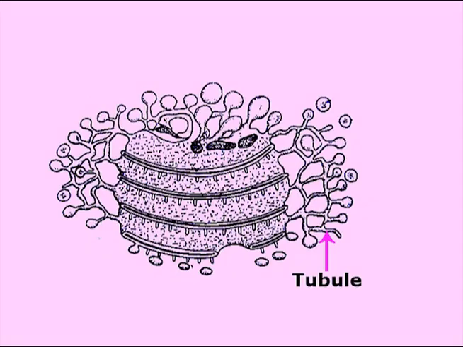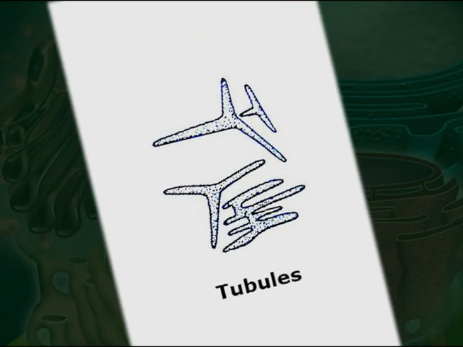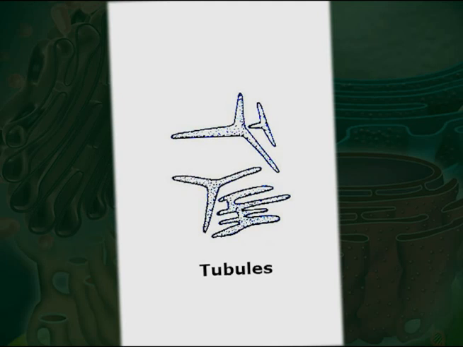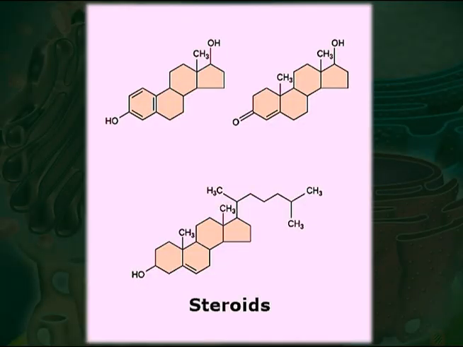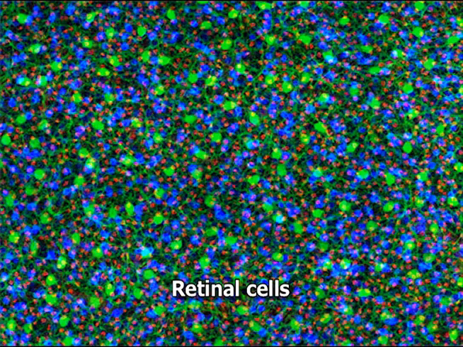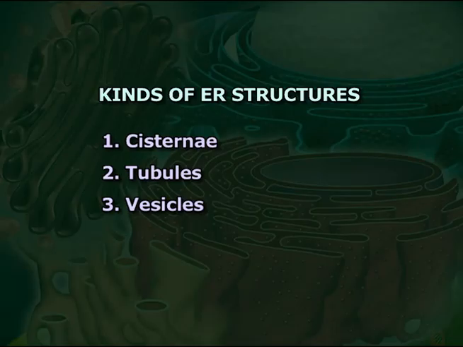Tubules. The tubules are branched structures forming the reticular system along with the cisternae and vesicles. They appear as circles in electron microscope, that is EM, sections. The tubules are more diverse in shape and have a diameter of 5 to 10 nm. They occur in almost all cells. They are most common in the synthesis of steroids and in the pigmented epithelial cells of retina.